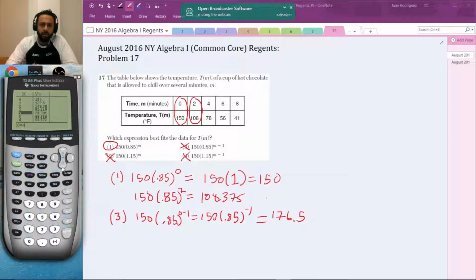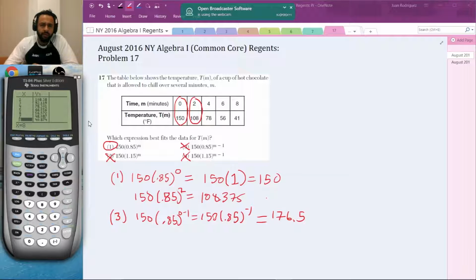Time 4, 78.301, very close. Time 6, 56.572, which technically rounds to 57, but that's just the nature of real life data versus a model, that sometimes you get anomalies and the data doesn't fit perfectly.